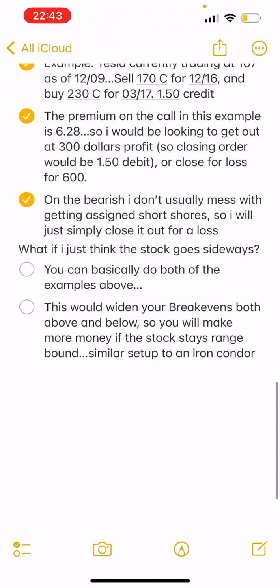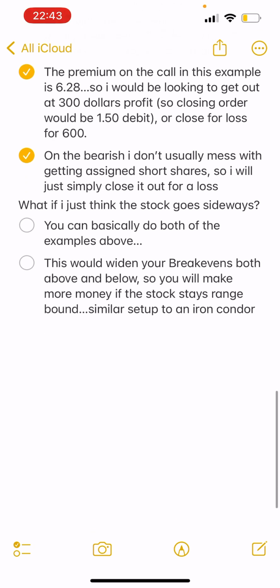On the bearish setup, I don't usually mess around with getting assigned short shares. I just don't like to do that. So I usually just simply close it out for a loss. Okay.